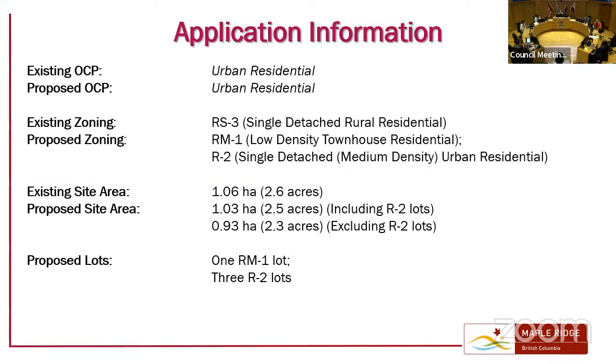The existing OCP designation is urban residential, and the proposed OCP designation is also urban residential. The existing zoning is RS3, single detached rural residential. The proposed zoning is RM1, low density townhouse residential, and R2, single detached medium density urban residential. The existing site area is 2.6 acres, and the proposed site area is 2.5 acres, including the R2 lots, or 2.3 acres, excluding the R2 lots. The proposed lots would be 1 RM1 lot and 3 R2 lots.